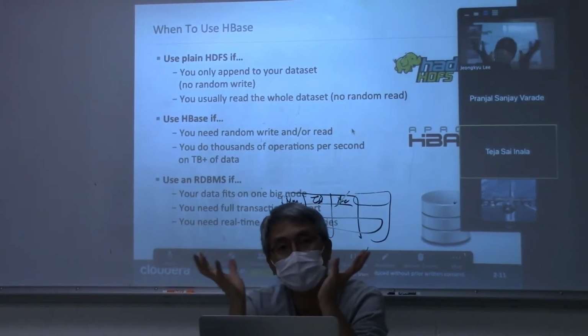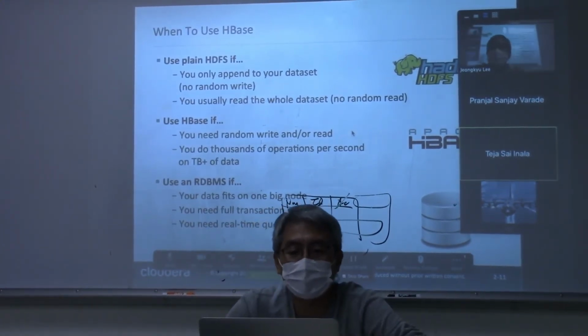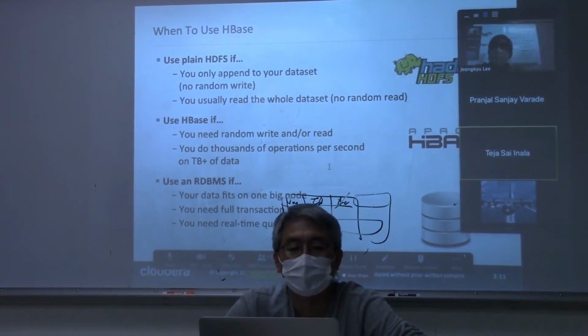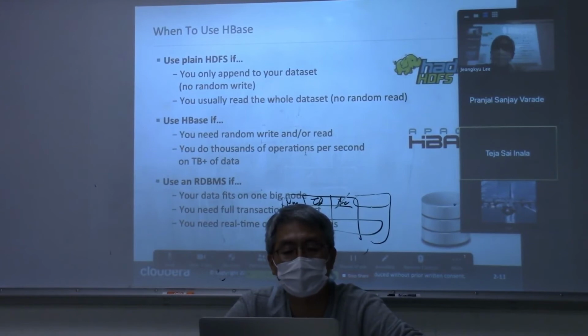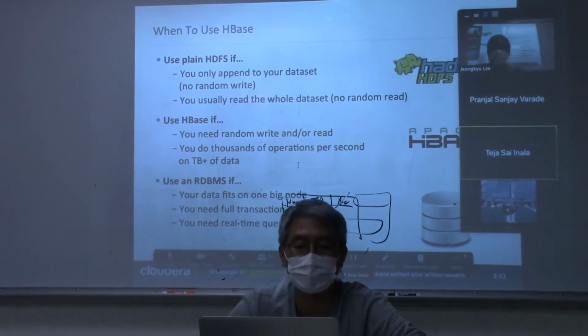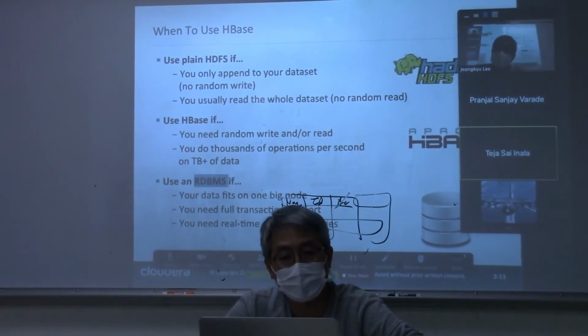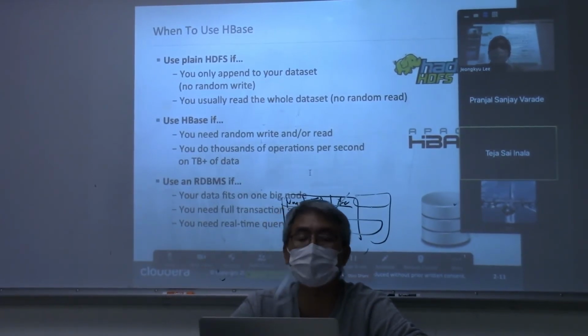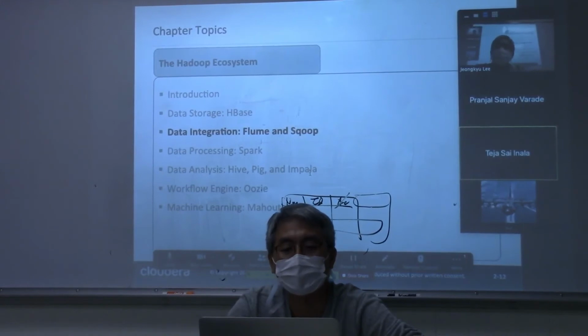Sometimes it's overlap, but mostly it has its own characteristic. So for example, if you have random access in big data processing, you can use HBase. Okay? And if the volume is bigger than a terabyte, you can use HBase. But still, RDBMS is suggested. Okay? So we will see more details of such a case when we discuss RDBMS next week.